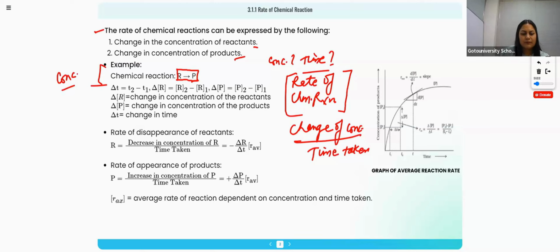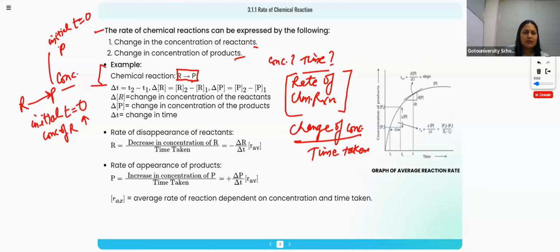See, for a reactant to form a product, there will be an initial state, right? Say reactants are forming product at the initial state where time is zero, and the concentration of reactants is high. On the product side, the initial time is also 0 because the reaction has not started yet, and the product concentration, which we write with square brackets, is also 0.